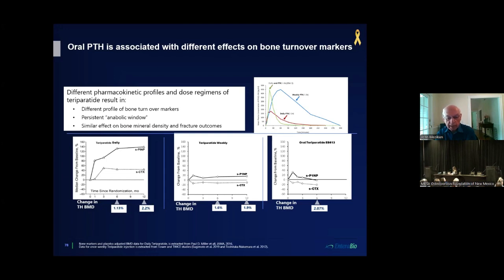I'm showing the bottom 3 panels. This is teriparatide daily, and you see the usual increase in P1NP and the delayed and lesser increase in CTX. Now, weekly teriparatide, this is from the Japanese, and they showed years ago that there is a reduction in CTX and a more modest increase. Now, this was weekly, 56.5 micrograms subcutaneously weekly, which, by the way, was associated with a lot of GI side effects. Nevertheless, you see a downturn in CTX in this administration.